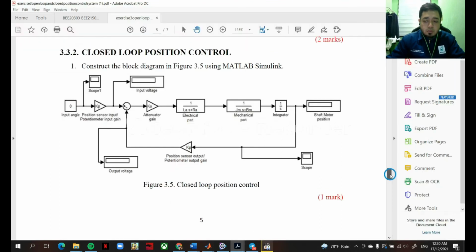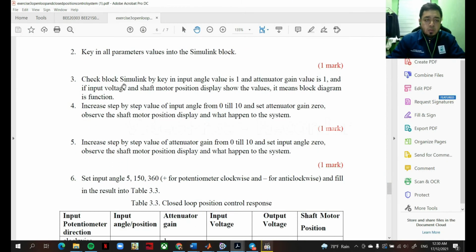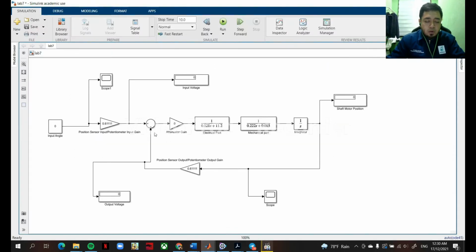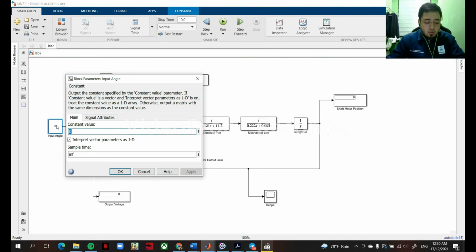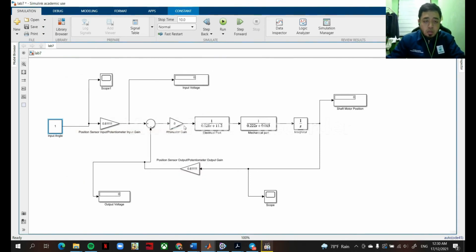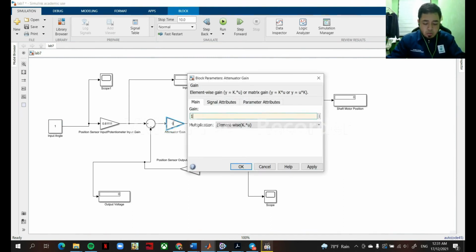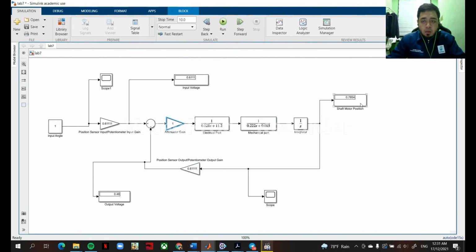For step number three, we need to check the block symbolic by keying in the input angle value as 1 and the attenuator gain value as 1. If the values of the input voltage and shaft motor position are displayed, it means this block diagram is functional. So I change the input angle to 1 and the attenuator gain to 1. Okay, I run. The shaft motor position and the input voltage display the values, so it means this block diagram is functional. That's for step number 3.